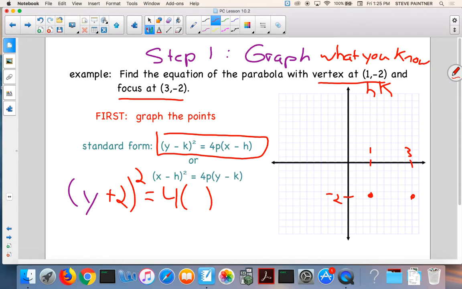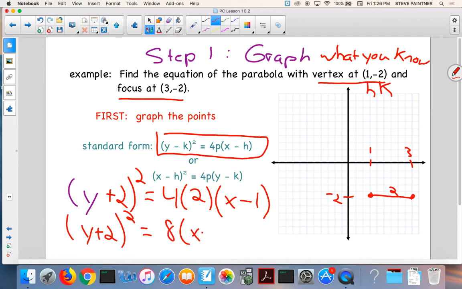2. Why is it 2? It's the distance between the vertex and the focus. We know our focus is right here. The distance is 2. Our p-value is 2. X minus h, what's h? 1, yep. X coordinate of our vertex. Simplify. And again, when we say simplify here, you can leave it squared. Squared is fine. It's perfectly fine in that.